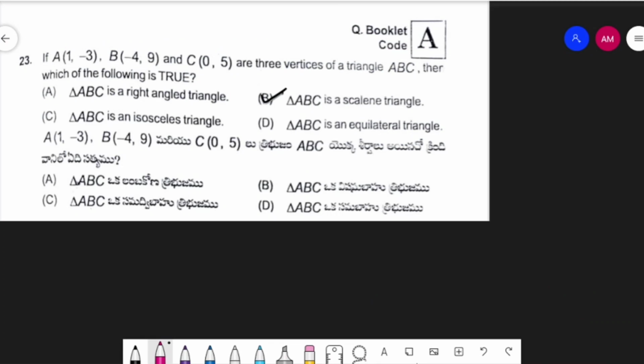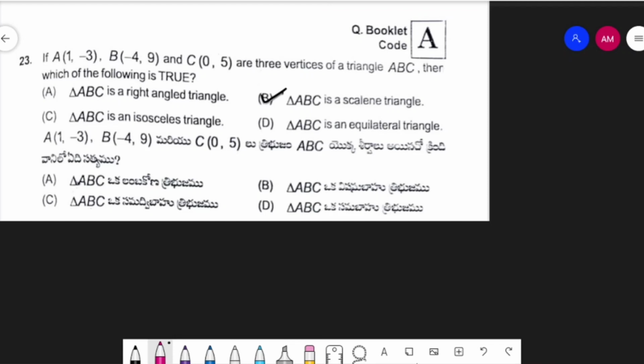23rd problem. If A is (1, -3), B is (-4, 9) and C is (0, 5), these are three vertices of a triangle ABC, then which of the following is true? In the options they gave right angle triangle, scalene triangle, isosceles triangle, equilateral triangle.